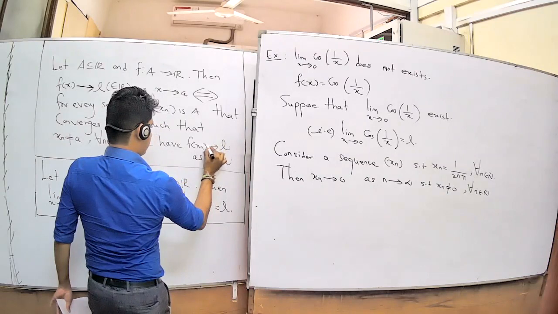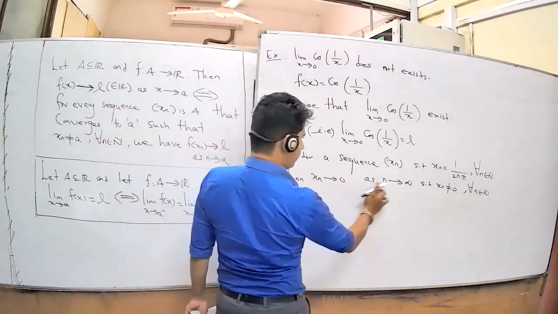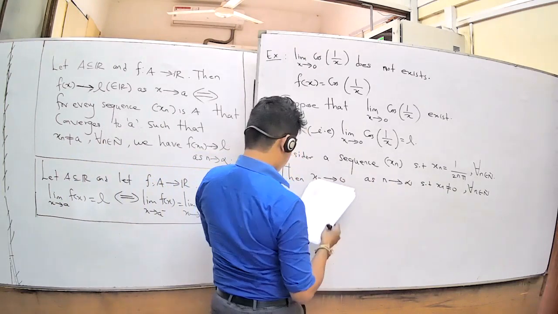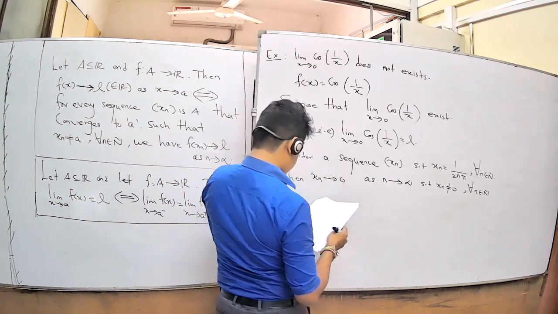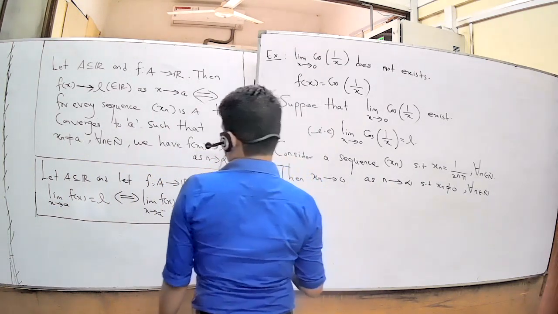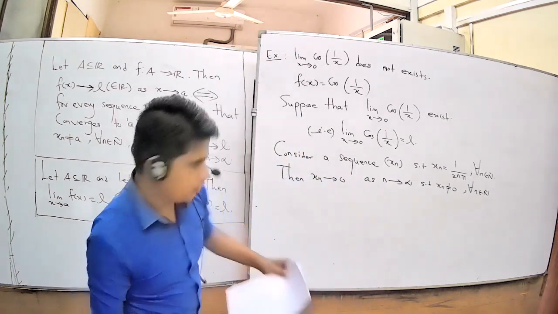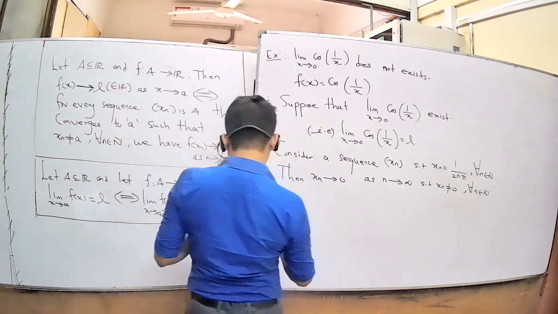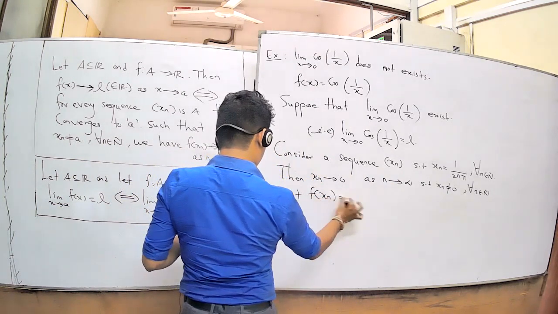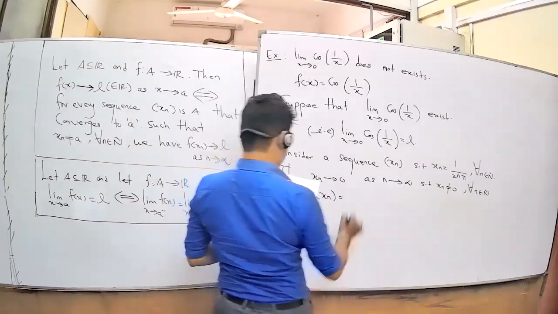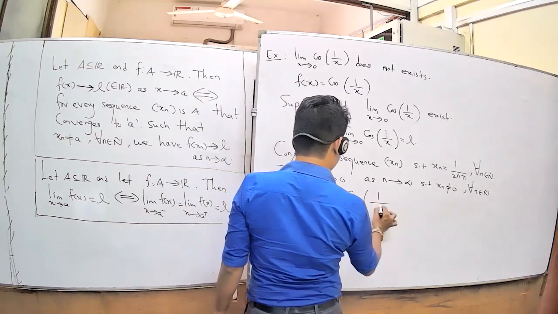Okay, now you understand, right? Then Sn tends to 0 as n tends to infinity, and Sn is not equal to 0 for all n belonging to the natural numbers. Now you put this limit in the function. So f of Sn, f of xn, equals cos 1 over Sn.